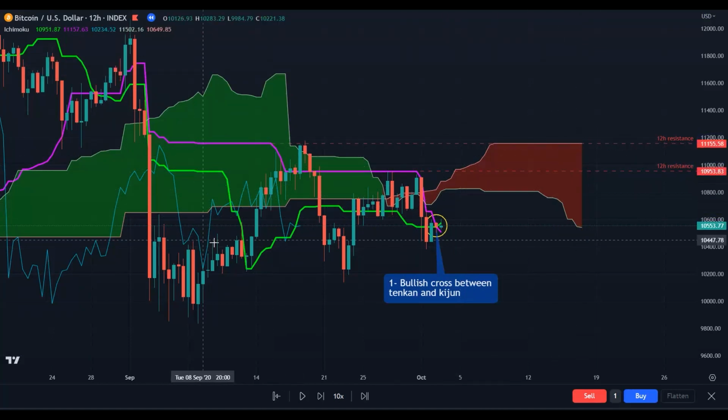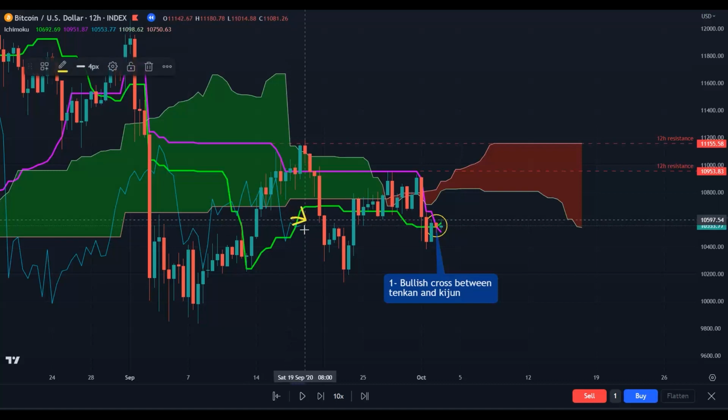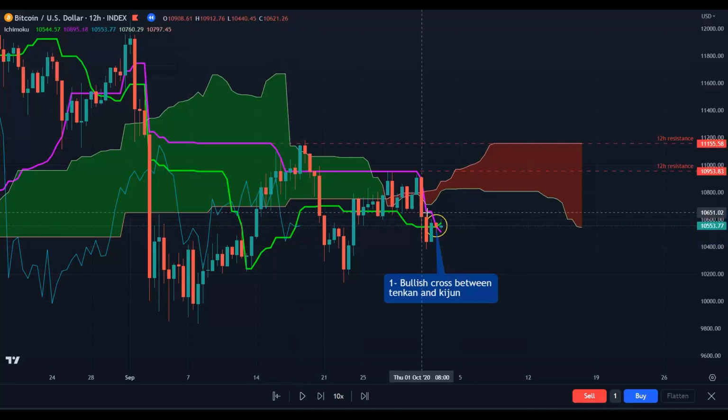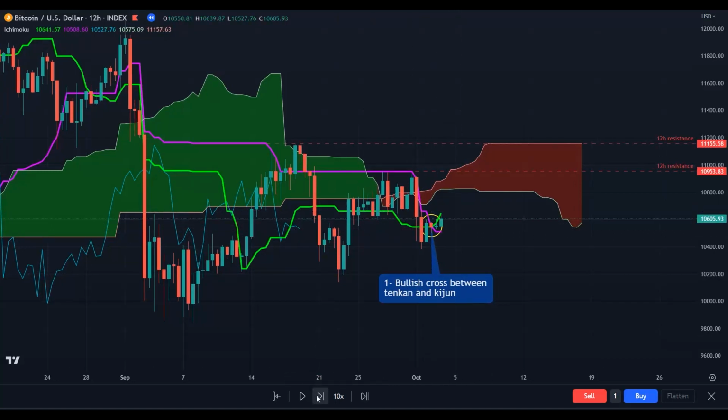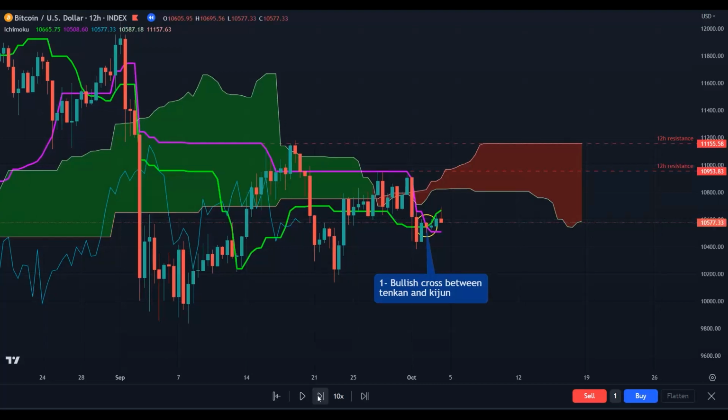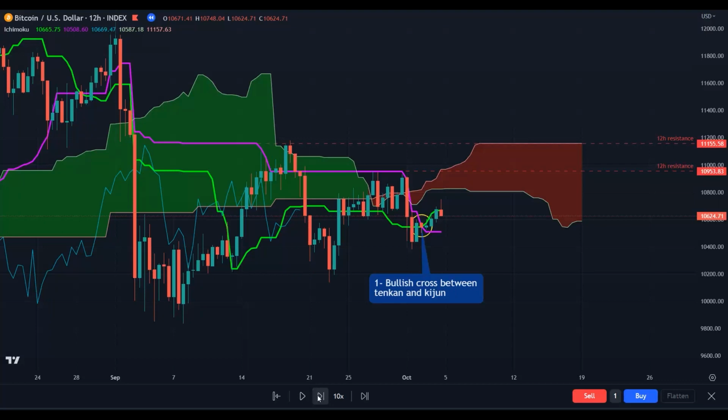I need the Chikou above the Kumo cloud. The Chikou span is here below the Kumo cloud, and I need price above the Kumo cloud, which right now is below it. So I'm not opening a long position here. We will go candle by candle. I'm still in the market, still watching the market.